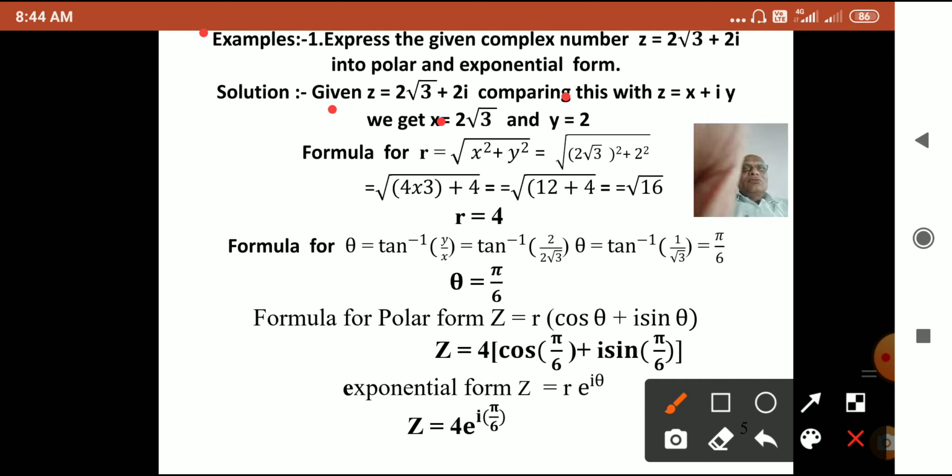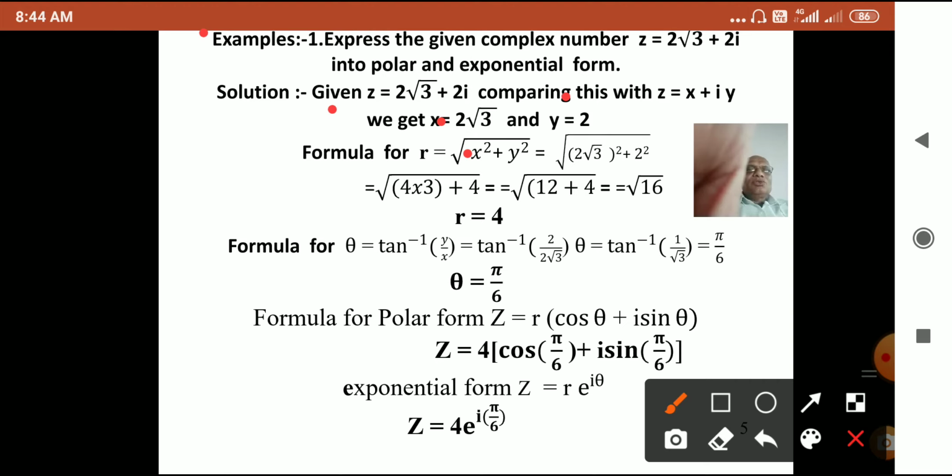Now further we use the formula to find r. So r can be found by the formula square root of x square plus y square. So substitute the value of x, that is 2 root 3 bracket square, substitute the value of y, that is 2, its square. Now when we simplify this, we get square root of 4 into 3 plus 4.